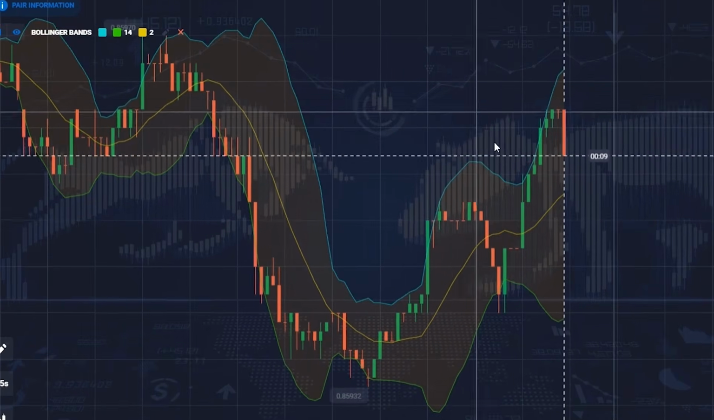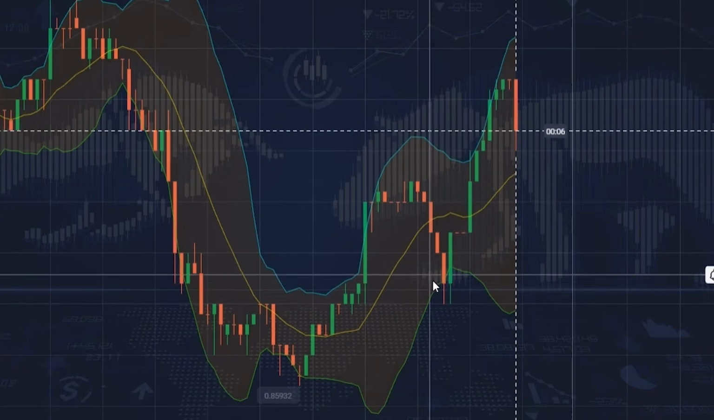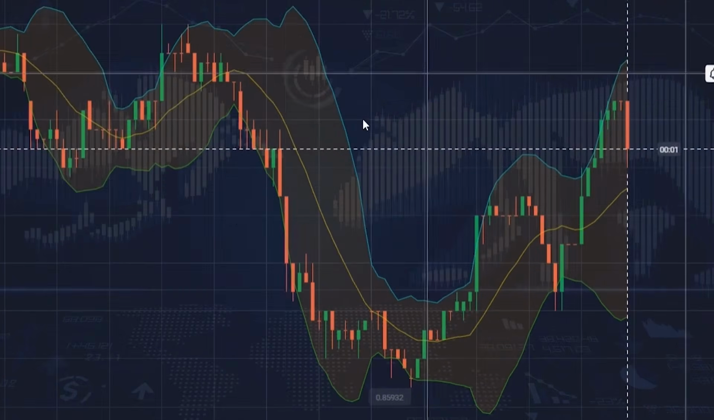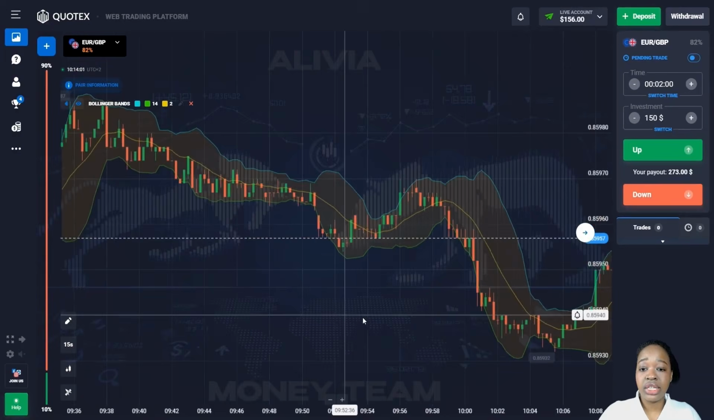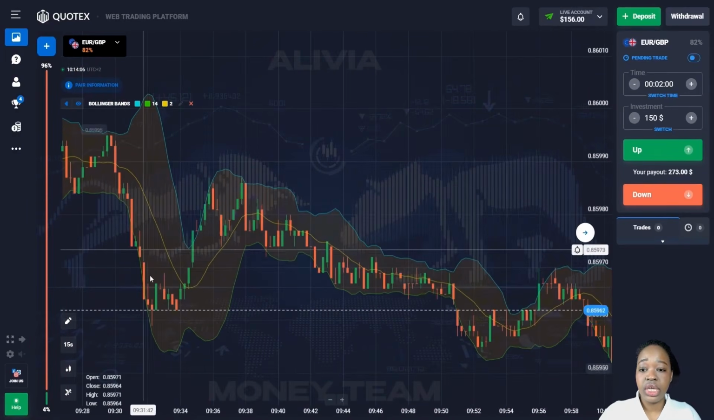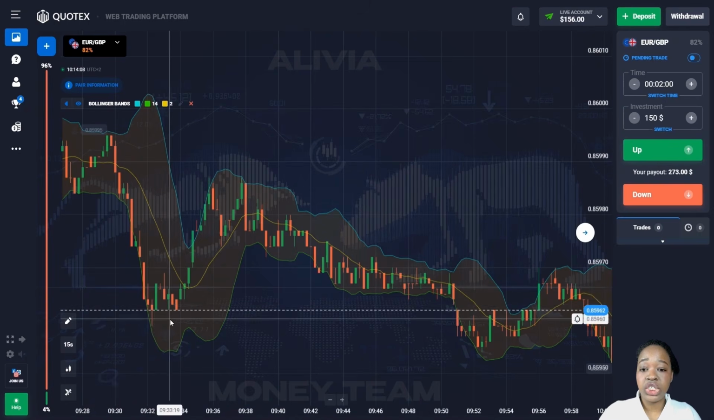For example, here you can enter a deal when there is an impulse breakthrough of the bottom border of the price channel with an increase of the price. You can also enter the deal with a breakthrough of the top border of the channel with a decrease. Here you can see an example of such a situation.